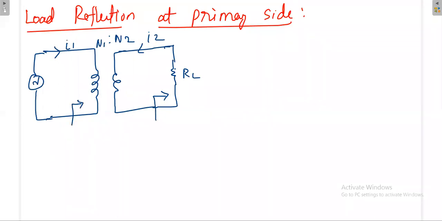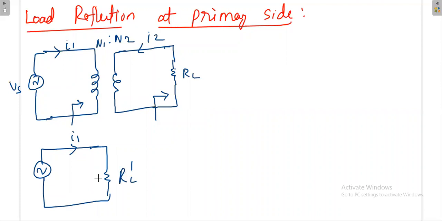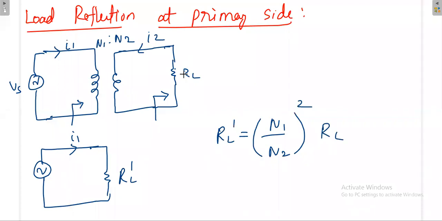The same circuit I can put like this with some source, and I1 current is flowing. What is the effect of RL at the primary side? I can equivalently map it like this. Say there is some new value, RL dash. The RL dash value depends on N1 by N2 whole square into RL. That means the load reflection at the primary side.